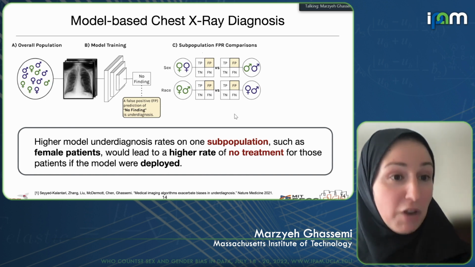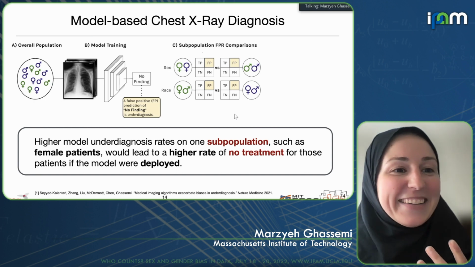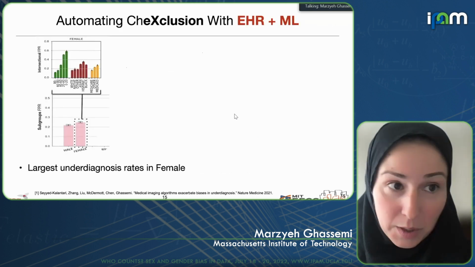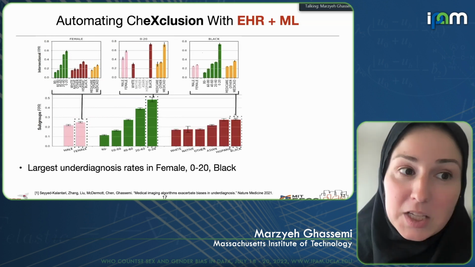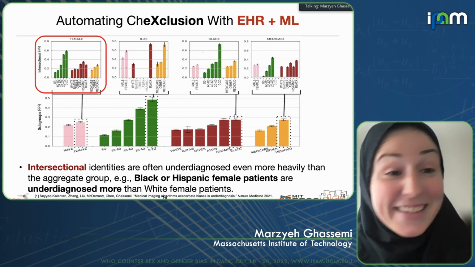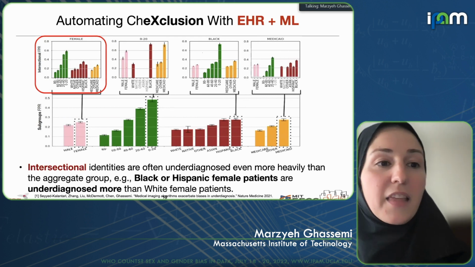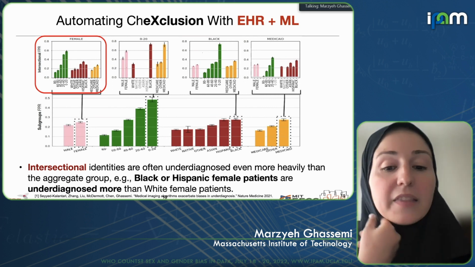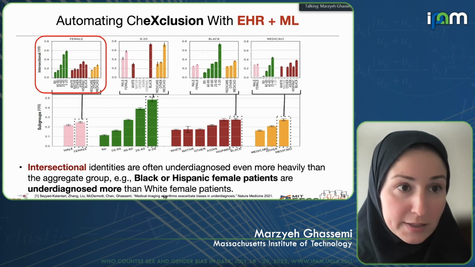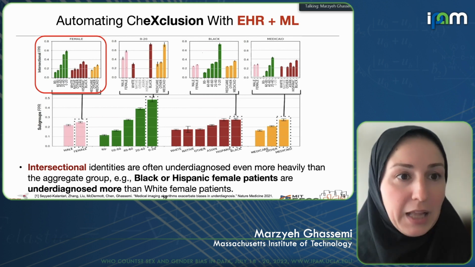So we trained and optimized the model, and we find that these state-of-the-art chest x-ray diagnostic models have the largest underdiagnosis rate in female patients, young patients, Black patients, and patients on Medicaid insurance. And the intersectional identities are more underdiagnosed than the aggregated group. And so we find that Black or Hispanic female patients are underdiagnosed more than female patients, and more than white female patients, the majority group within that subclass.